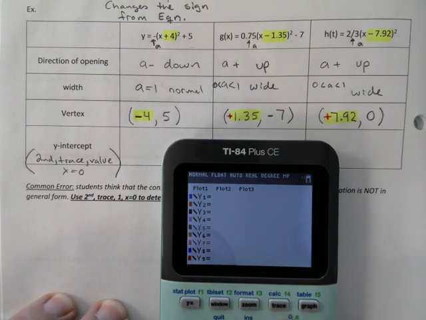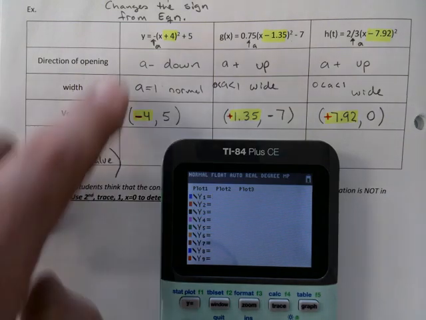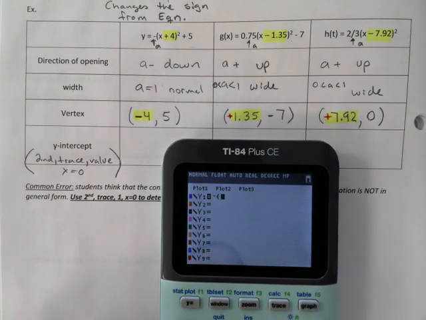So clear, and so let's type that in. Negative bracket x plus 4.